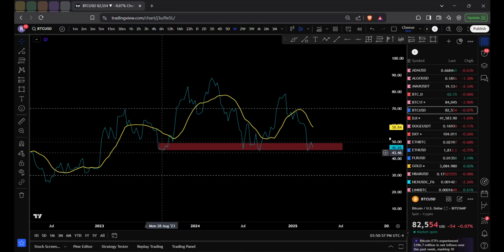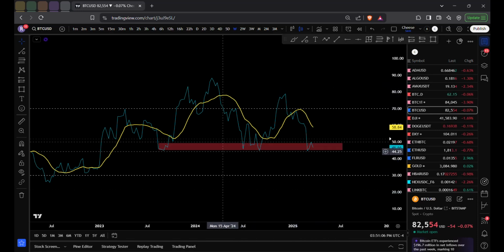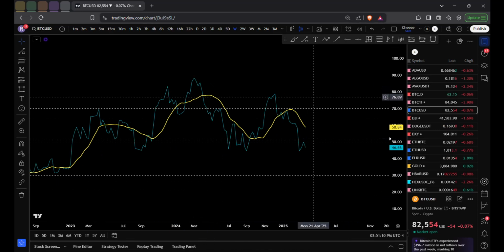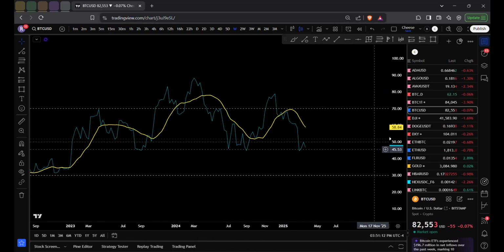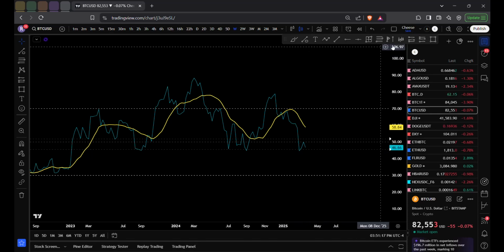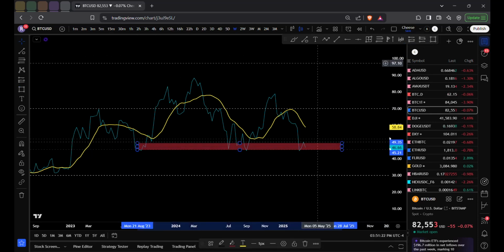Right, and it was support back in August 23. It was support in July to August 24, and we are here now, March 25. Now, what I have seen just play out was resistance at the 50. So, we are going to set an alert at the 45.53 on the weekly, understanding that we better check, bro.